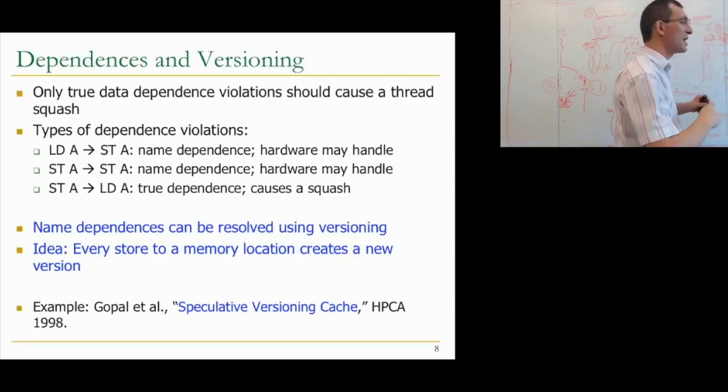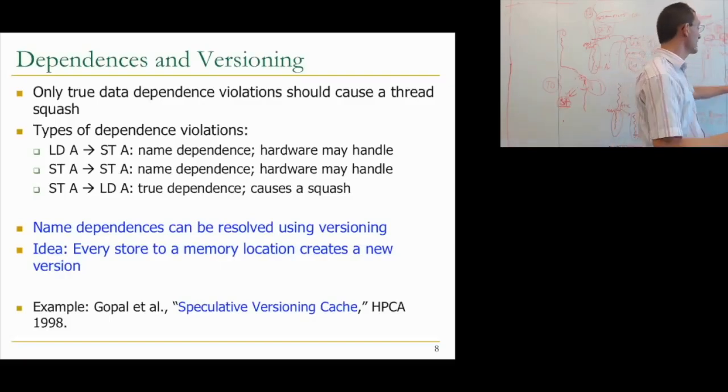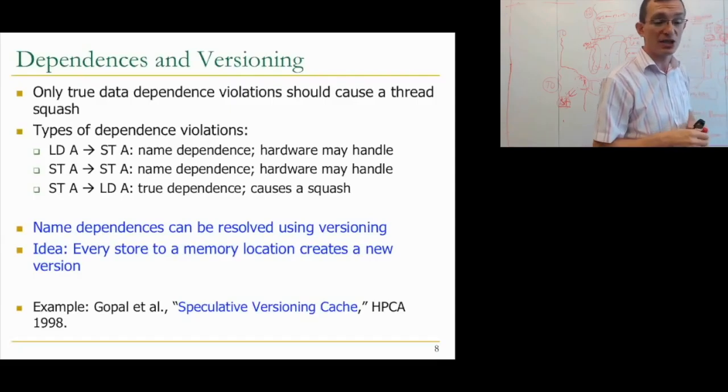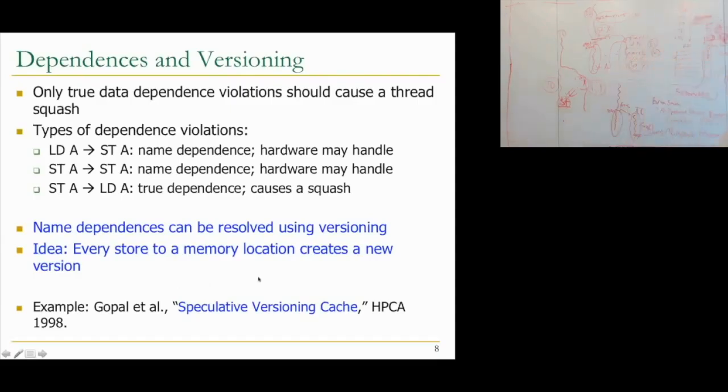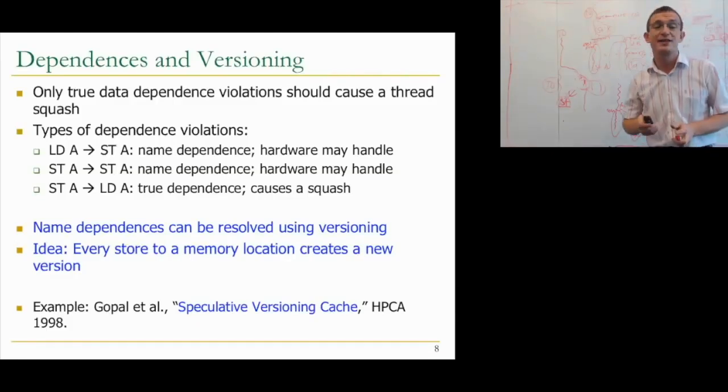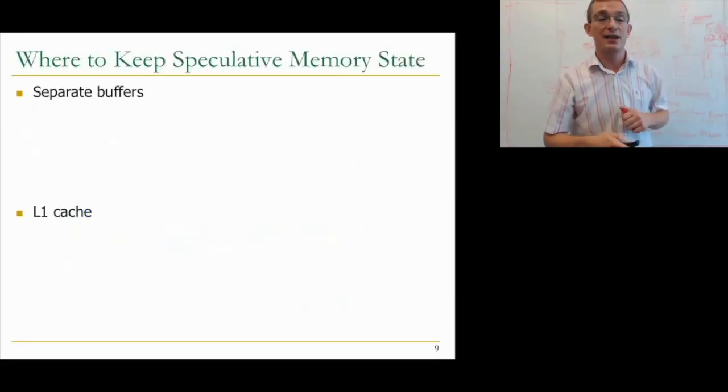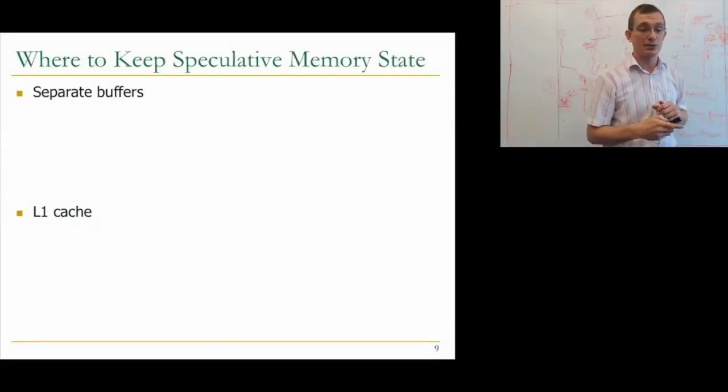Of course, this requires some hardware cost to tag the memory locations with the different version numbers. And one example of this is described in this paper, Speculative Versioning Cache in HPCA 1998. And I encourage you to read that paper. This is one way of handling name dependencies that are not true dependencies.